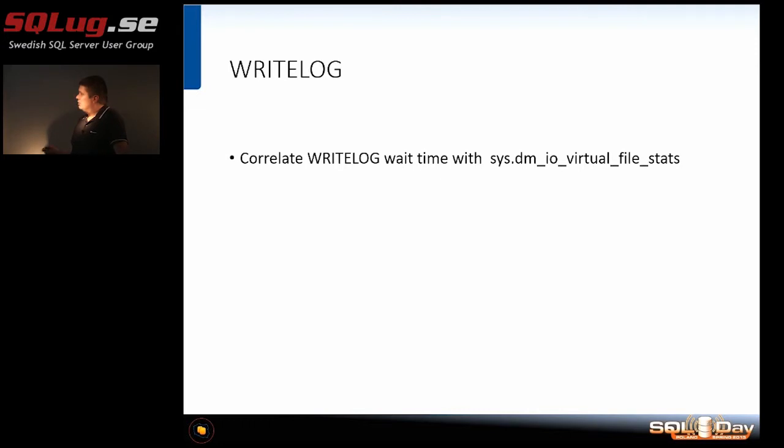If you would like to see if this is really an I/O problem, you should correlate this wait time from WRITELOG with information you can find in the sys.dm_io_virtual_file_stats function. You can pass a file number, and you will see a column called stall time. And if the average stall time is really high, then you have a problem with the disk, and you should consider doing something. Maybe a faster disk is better then.